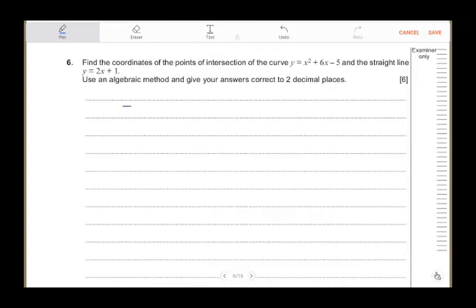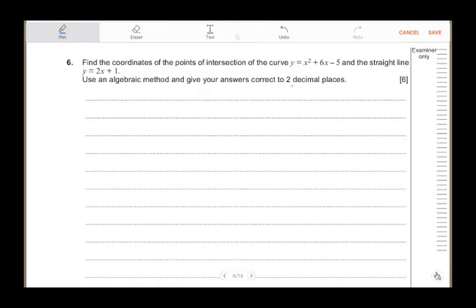And those 2 points, both of them will have an x coordinate and both of them will have a y coordinate. So we've got to find 2 x values and 2 y values to answer this question. There's a clue in the second part of the question saying use an algebraic method. That's okay, obviously I was going to use that because there's no graph paper or anything to draw the graphs. And give your answers correct to 2 decimal places.